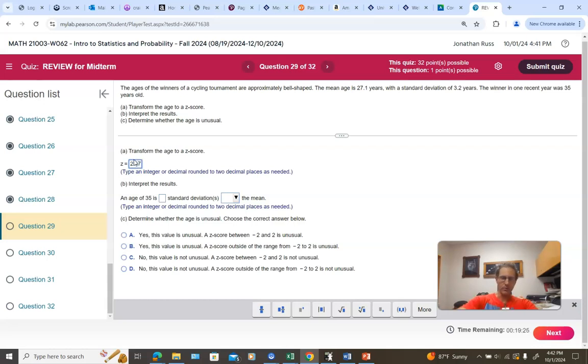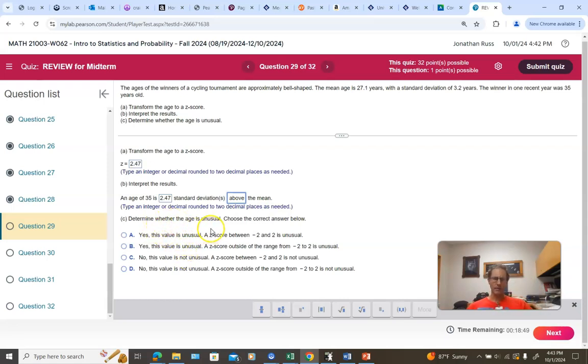Guys, that's actually pretty rare. That means that at age 35, as far as cyclists winning this particular tournament, a 35-year-old cyclist would be almost 2.5 standard deviations above the average. An age of 35 is 2.47 standard deviations above the mean, okay, because the z-score is positive. If it were negative, it would be below the mean.